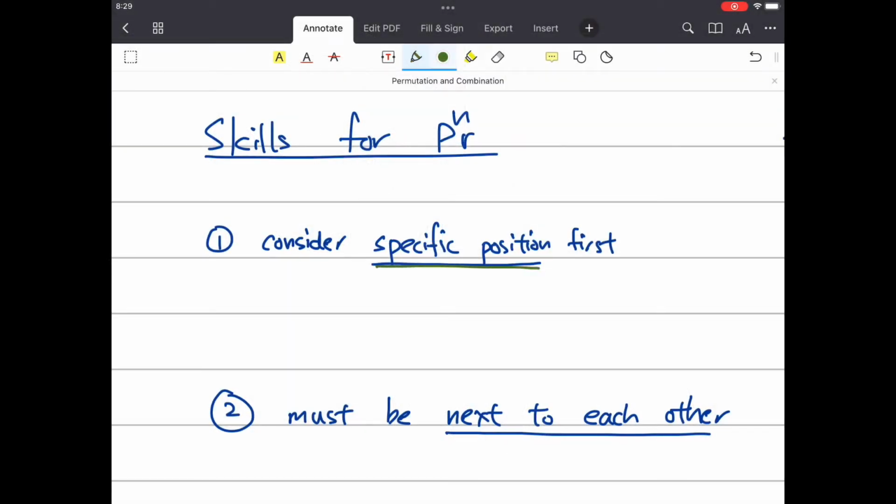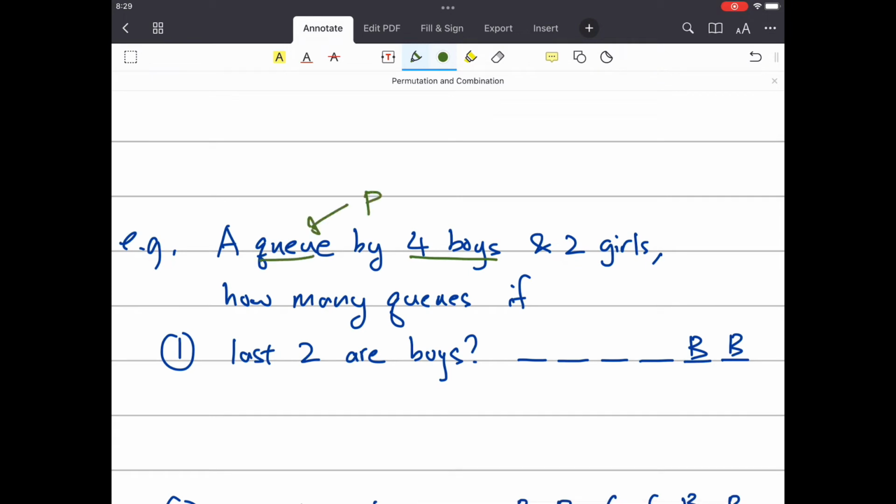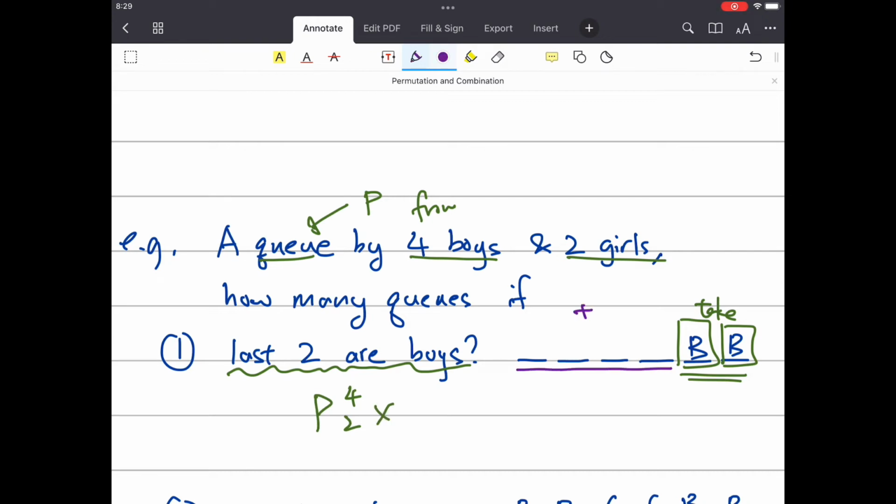For nPr, first we need to consider the specific requirements on certain positions. For example, here we have 4 boys and 2 girls queuing up. So for a queue, it refers to the order, which means P, and then the last 2 must be boys, so you can see from this diagram. So we consider the last 2 positions first. We have 4 boys to choose from, and then we take out 2 of them. Therefore, it is 4P2. And then we consider the remaining 4 places. So we need to take out 4 people. Altogether, we have 6 people, but we have already chosen 2 boys, and therefore we have 4 remaining. So we multiply it with 4P2 to get the final answer.